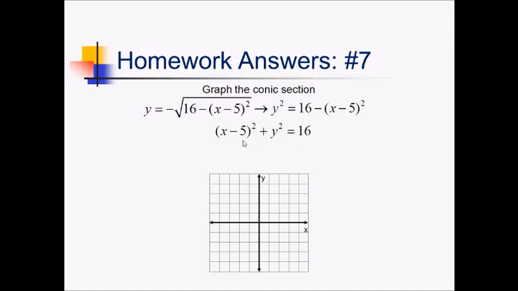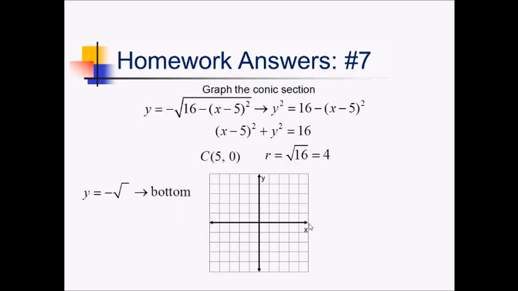So the center of this, if it were a circle, would be 5 comma 0. This is really y minus 0 squared. And the radius would be the square root of 16, which is 4. So the question is, what direction am I going with this circle? Since I have y equals, it's an up-down sort of semicircle, so either the top or the bottom of a circle. And since it equals a negative radical, that means this is going to be the bottom half of a circle. So I've got my center, 5 comma 0.